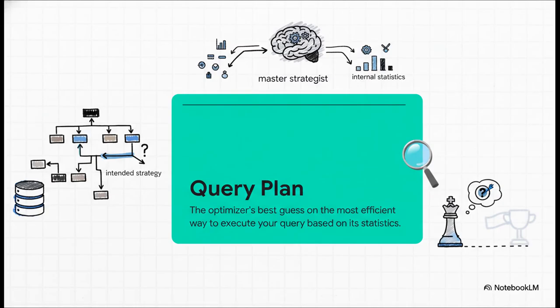And that phrase right there, best guess, is so important. The optimizer is like a master strategist, right? But it's only working with the intelligence it has on hand, which are its internal statistics about your data. So this plan isn't the absolute truth of what's going to happen, but it is the intended strategy.